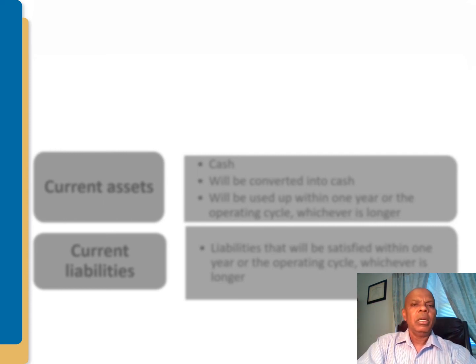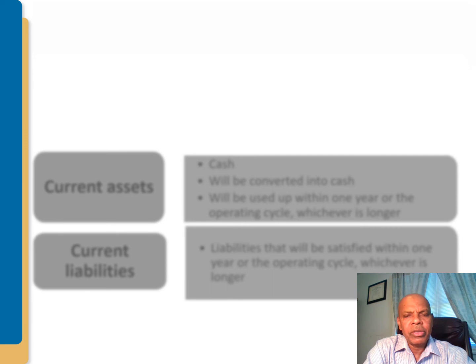Okay, we have a classification according to common characteristics. We classify the balance sheet differently. We have current assets, and we have current liabilities. Current assets consist of cash, items which will be converted into cash, and some other items that will be used up within 1 year or the operating cycle, whichever is longer, like accounts receivable, all kinds of things. Okay, and inventory.